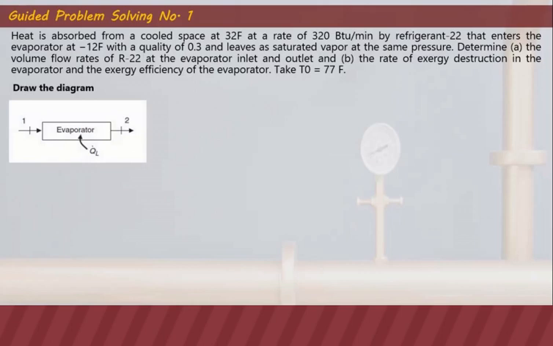First, we need to draw the diagram. So this is the diagram showing the different points and the heat interactions in the evaporator. We are given the temperature at the inlet of our evaporator as negative 12 degrees Fahrenheit and a quality of 0.3. And at the outlet, we are given a saturated vapor. That's why our quality is 1.0 and the temperature is the same, because it is at the same pressure and at that particular saturation point.